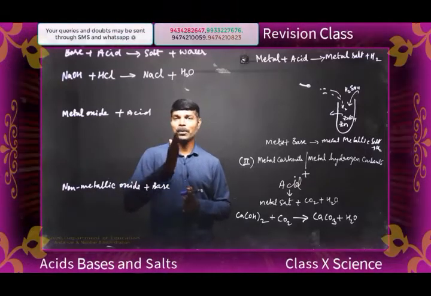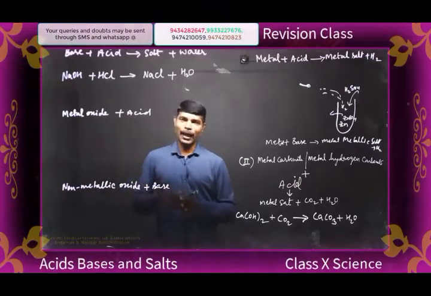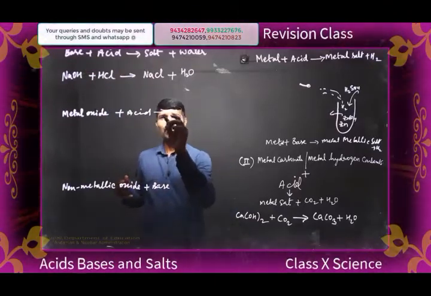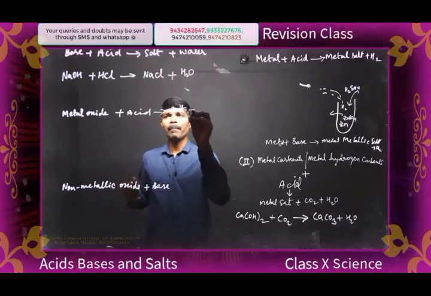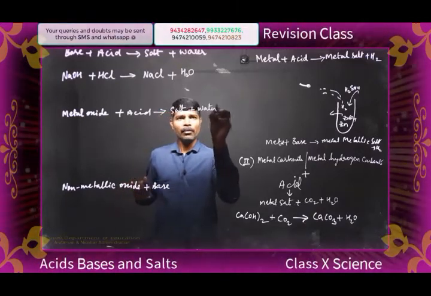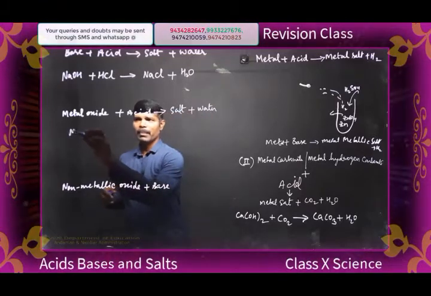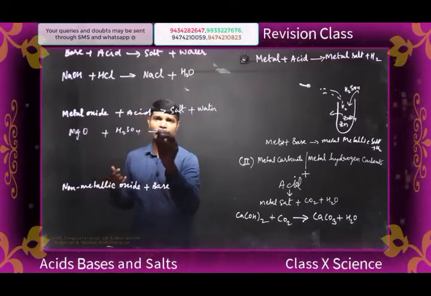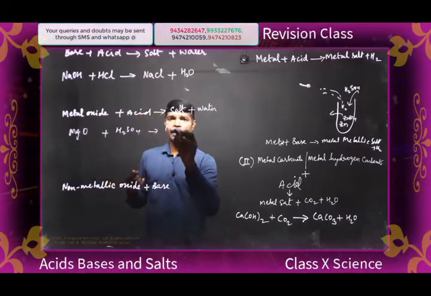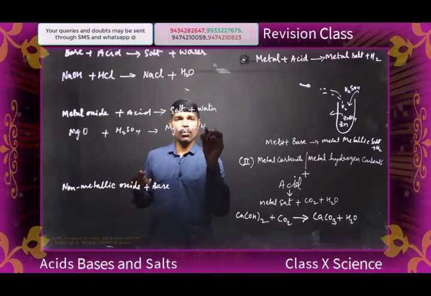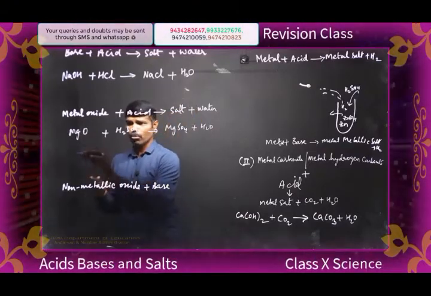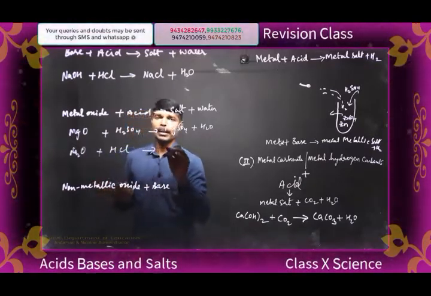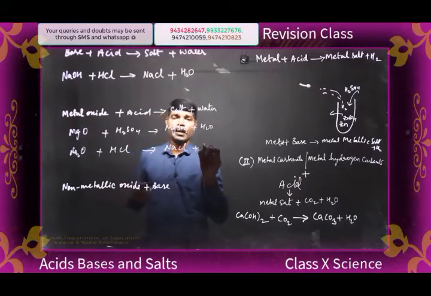Base will not react with base, so base always reacts with acid. We know that when base reacts with acid, we will get salt and water. Same product we are going to get, that is salt plus water. We can take an example here to understand this. Magnesium oxide when reacting with any acid, I am taking sulfuric acid here, we will be getting magnesium sulfate plus water. We can take some other example too. Here sodium oxide when reacting with hydrochloric acid, we will be getting sodium chloride plus water.